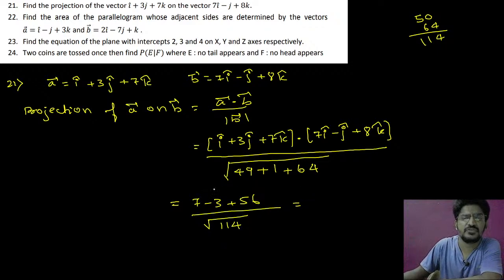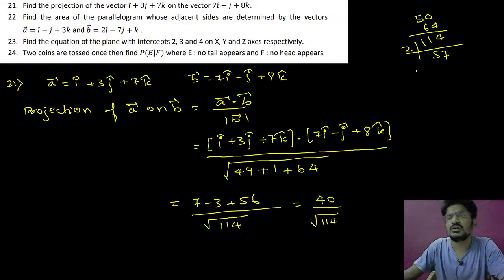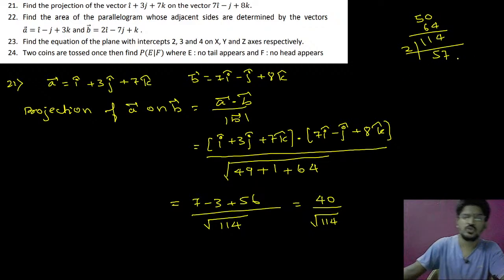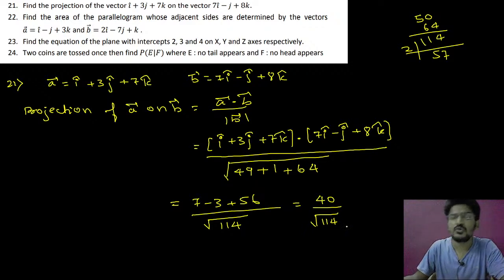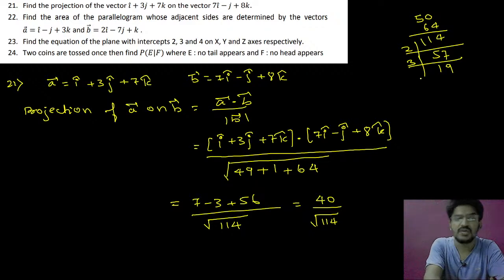So 56 plus 7 is 43, 43 minus 3 is 40, divided by root of 114. Just factorize and see whether cancellation is possible. No, so no problem, 40 by root of 114. Here you are going to get 3 into 1, 3 into 9, so it is not cancelable. So 40 by root of 114 is our answer.